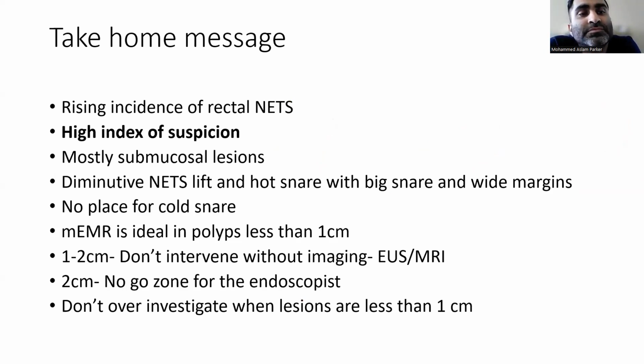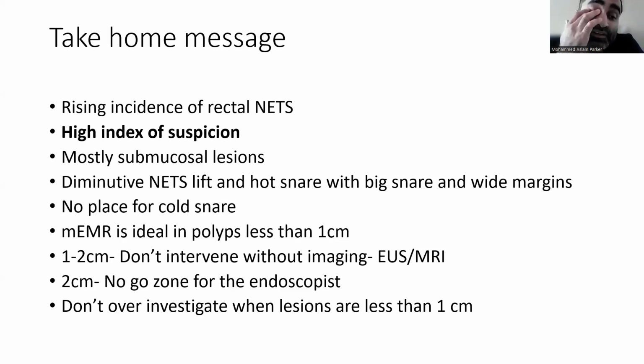The take-home messages should be, there is a rising incidence of rectal NETs. One should always have a high index of suspicion for these lesions. They are mostly submucosal lesions. And then for your diminutive polyps, lift, and have a big snare available with wide margins where you are suspecting these lesions. And then really there's no place for cold snare polypectomy. Modified EMR is ideal in polyps less than 1 centimeter, or even a good technique EMR.